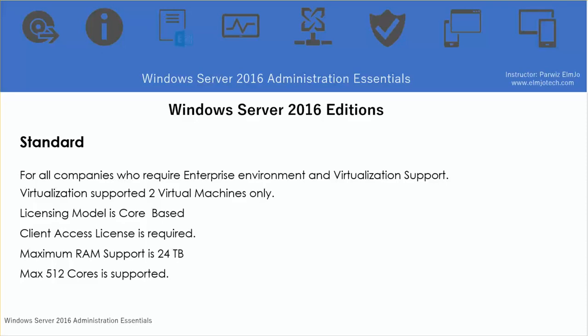For each client you will have to purchase a license. So if you have 100 clients, you will buy client access licenses for 100 of them. Maximum RAM that is supported is 24 terabytes, so this is again a great thing. You have more support, but in Essential it was less, it was 64 GB only. Maximum 512 cores is supported. So this is all about Standard Edition, and this is all about your needs, like what edition are you gonna use.